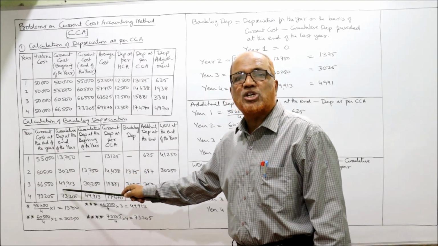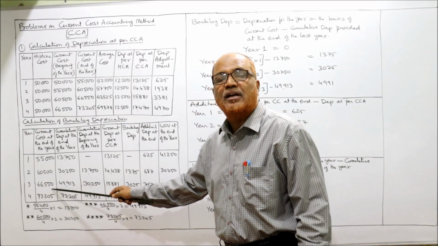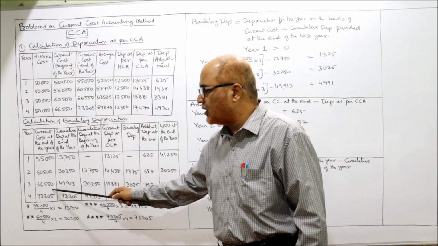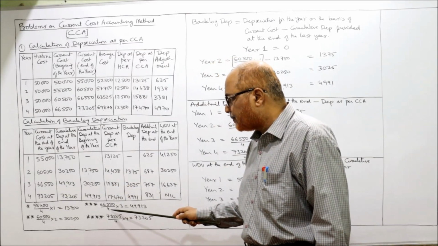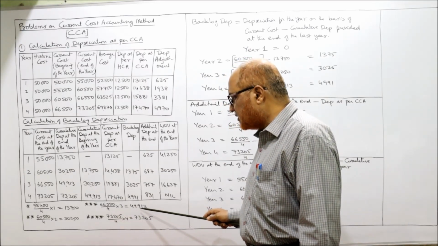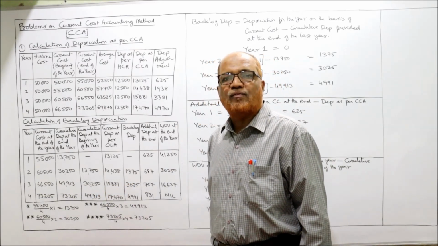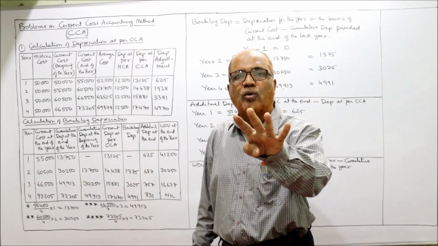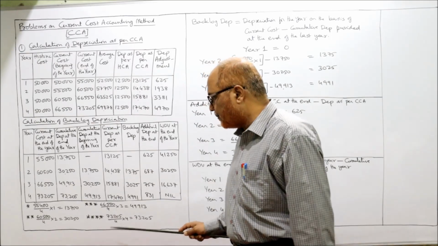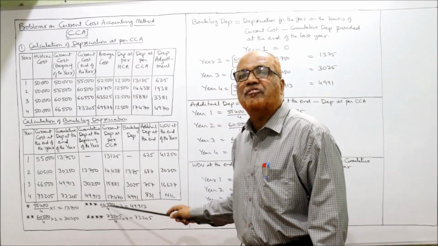Now we need cumulative depreciation for the third year. So what is the current cost of the third year? 66,550 divided by 4 into 3. That gives 49,930. Last year, 73,205 divided by 4 into 4. You will get 73,205. So be careful regarding this cumulative depreciation.